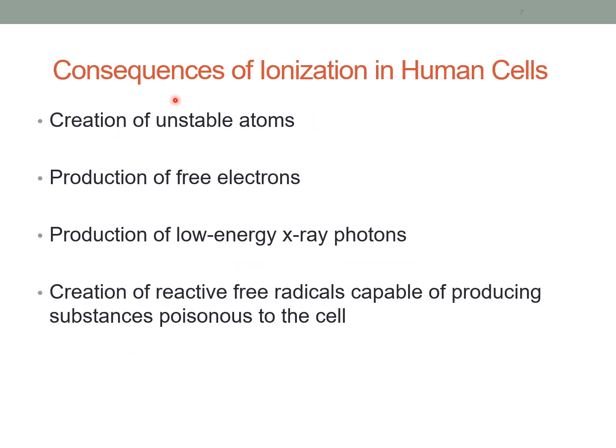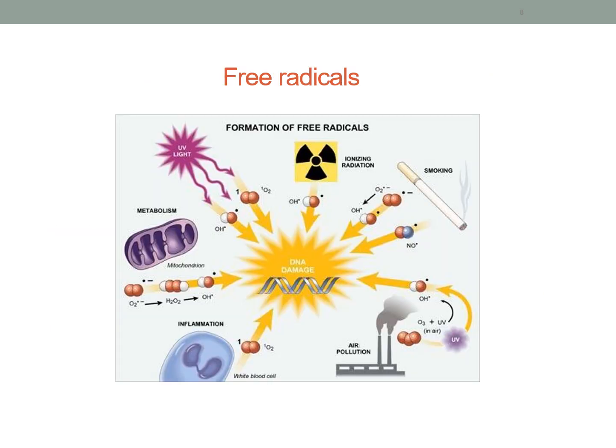Consequences of ionization in human cells: creation of unstable atoms, production of free electrons, production of low energy X-ray photons, and creation of reactive free radicals capable of producing substances poisonous to the cell. Again, the free radicals are what cause the DNA damage to our bodies.